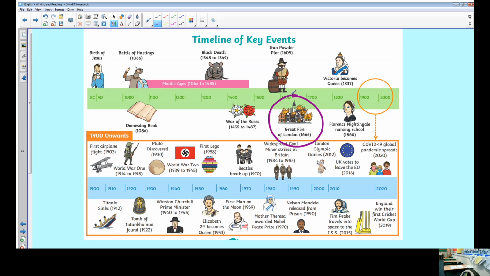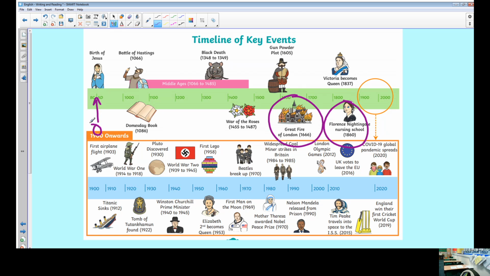You can see on here that you've got one of your key bits of learning from last year, the Great Fire of London, which was in 1666. And some of you have already studied Florence Nightingale as a topic from the last year. I need to make you aware that the timeline runs in date order. So this date, when Jesus Christ was born, is the year 0.